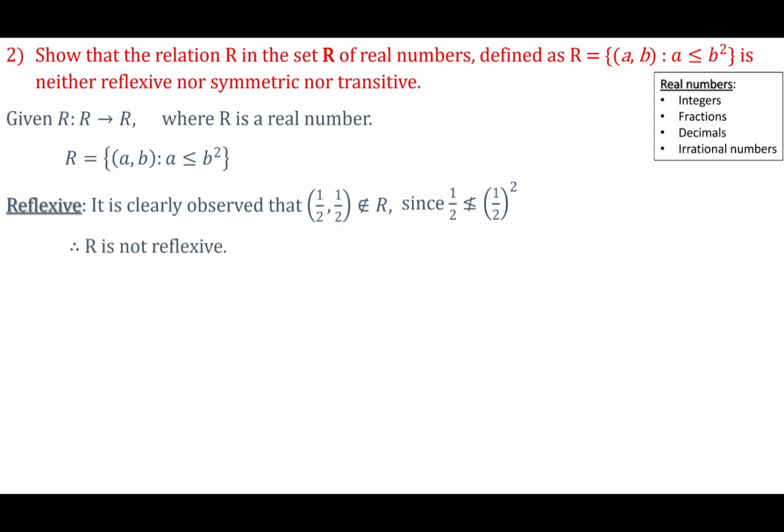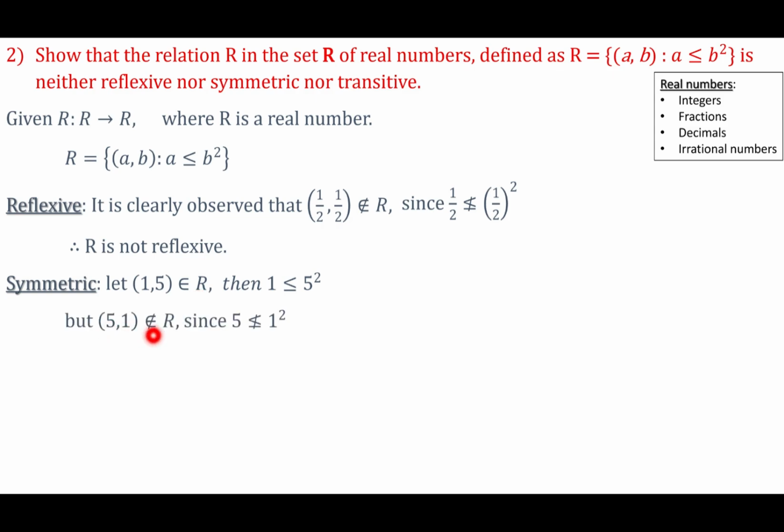Now come to the symmetric relation. Let us assume any ordered pair. Let (a, b) belong to R. Then according to the relation, a must be less than or equal to b squared. So 1 must be less than or equal to 5 squared. Yes, it is true according to the definition. But a symmetric relation says if (a, b) belongs to R, then (b, a) must belong to R.